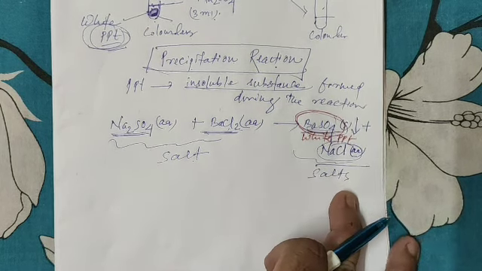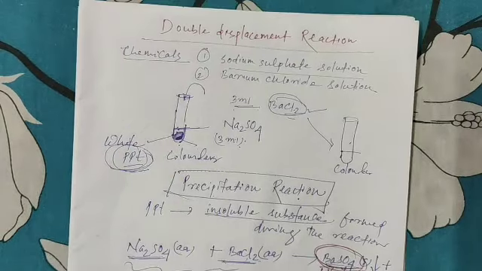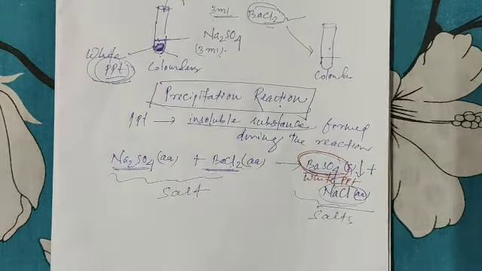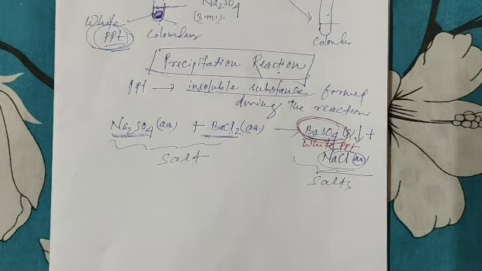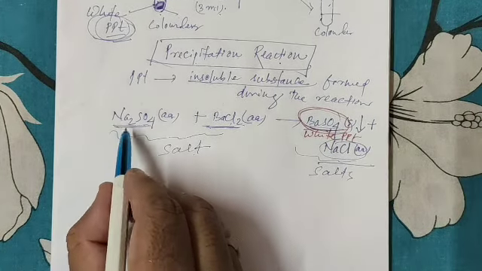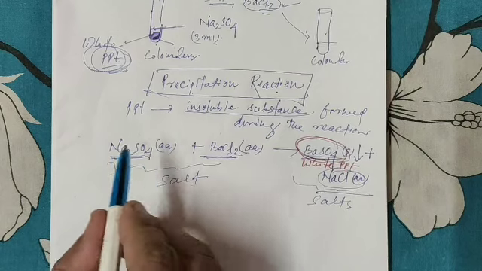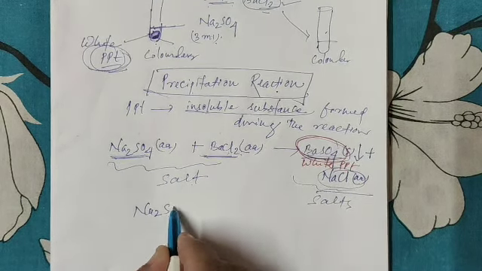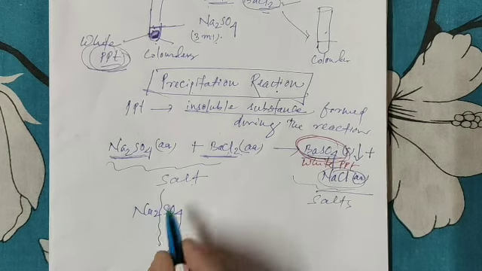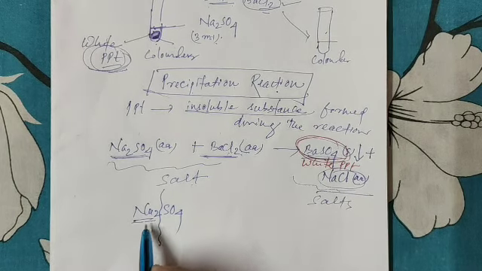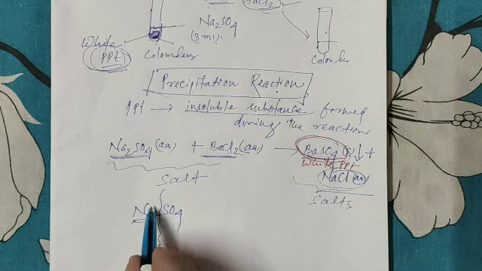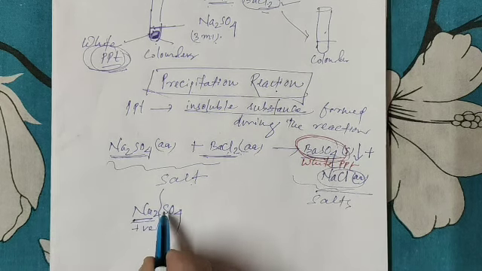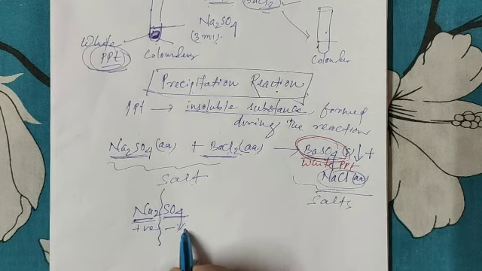But how can you know that this reaction is a double displacement reaction? Let's see, for example I am taking sodium sulfate, Na2SO4. So generally this first part is the positive part. It is the sodium metal, the positive part, and the second part is the negative part.